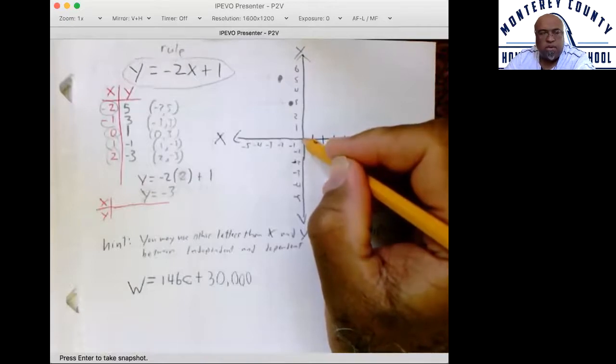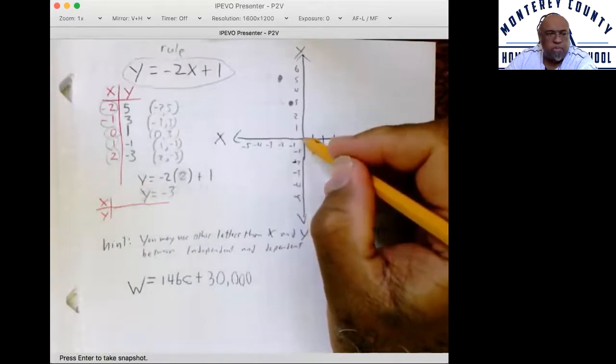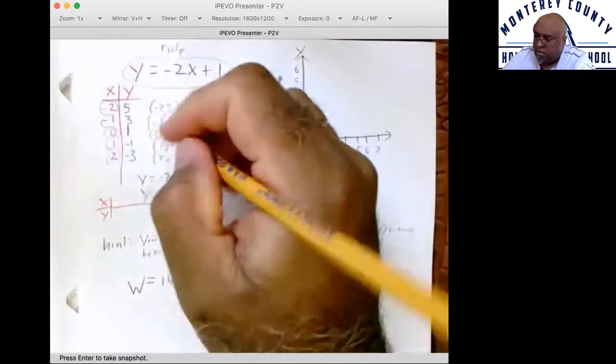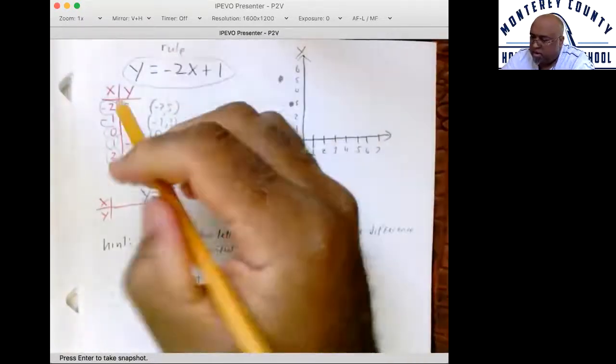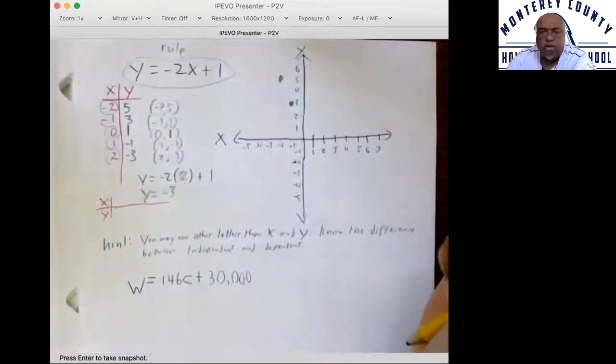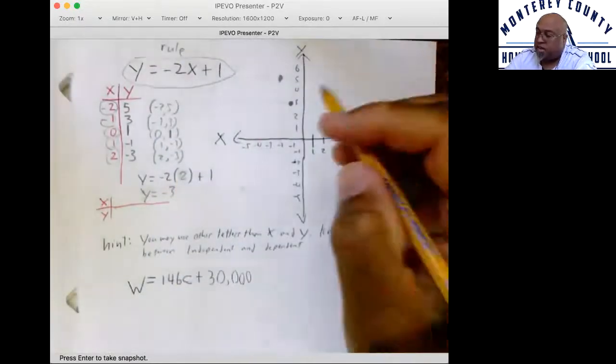Wait, is that right? Because that's not going to be linear. I think... oh no, I just wrote the wrong number. That's what the problem was. See, it was 1 there, and I wrote it as 3 here. Must have been looking at something else. Okay, good thing I checked.